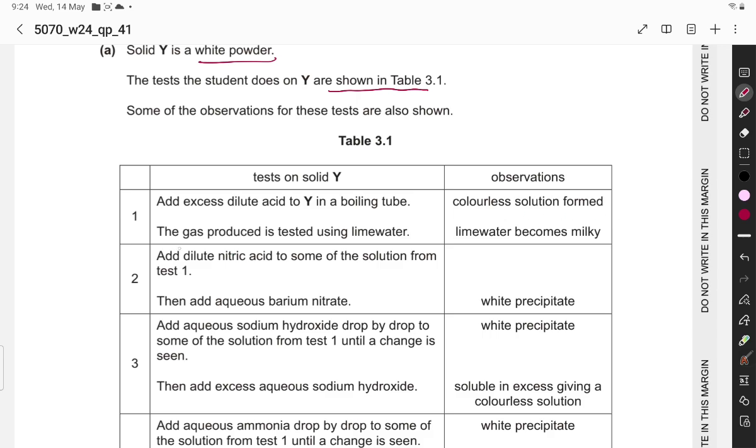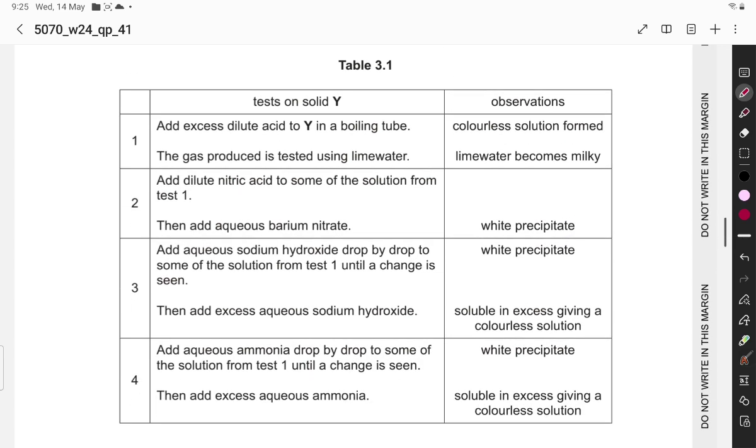Colorless solution forms. The gas produced is tested using lime water. Lime water becomes milky. It means carbon dioxide is produced. So add excess dilute acid in boiling tube. Add dilute nitric acid to some of the solution from test 1. Then add aqueous barium nitrate. It means this acid is sulfuric acid. So the ion which confirms carbon dioxide is carbonate ion.